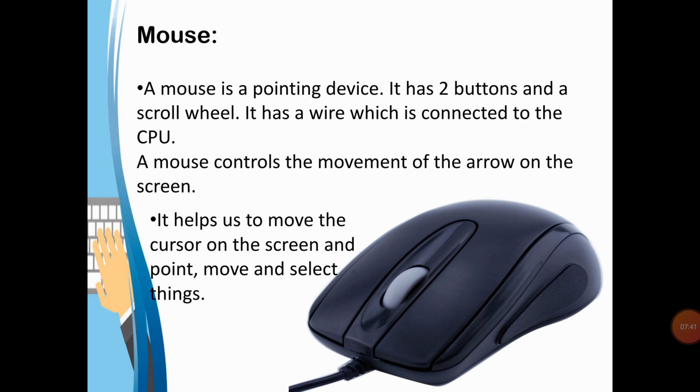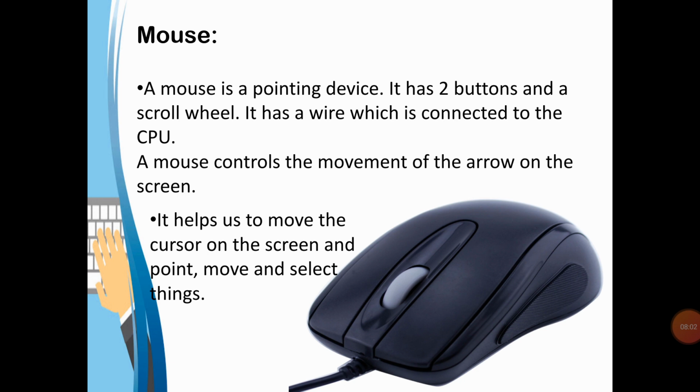It has a wire which is connected to the CPU. Okay students, the wire of the mouse is connected to the CPU. If we don't connect the wire of the mouse to the CPU, it cannot work. You know students, all the parts of a computer are connected to the CPU.